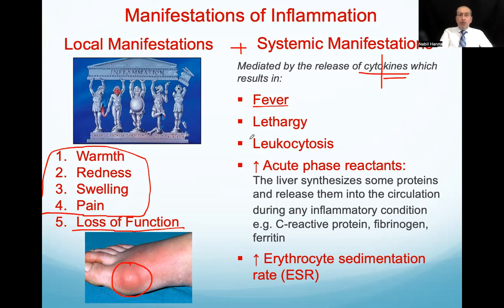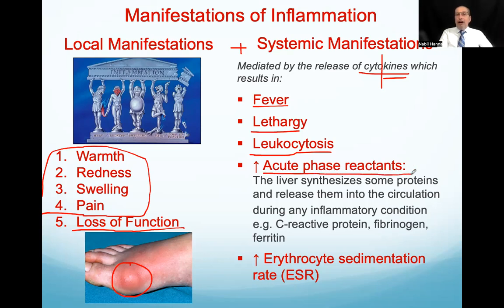And these chemicals also affect your nervous system and you feel kind of tired or lethargic, and also will stimulate your bone marrow to produce more leukocytes, more white blood cells. That's why your leukocytic count increases whenever you have infection. And also some of these chemicals will go stimulate the liver to produce certain proteins that increase in any inflammation. So, they are known collectively as acute phase reactants.